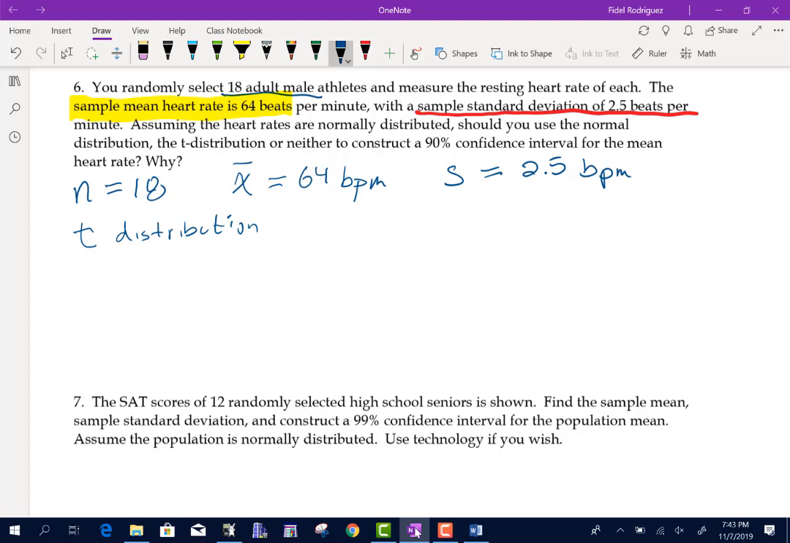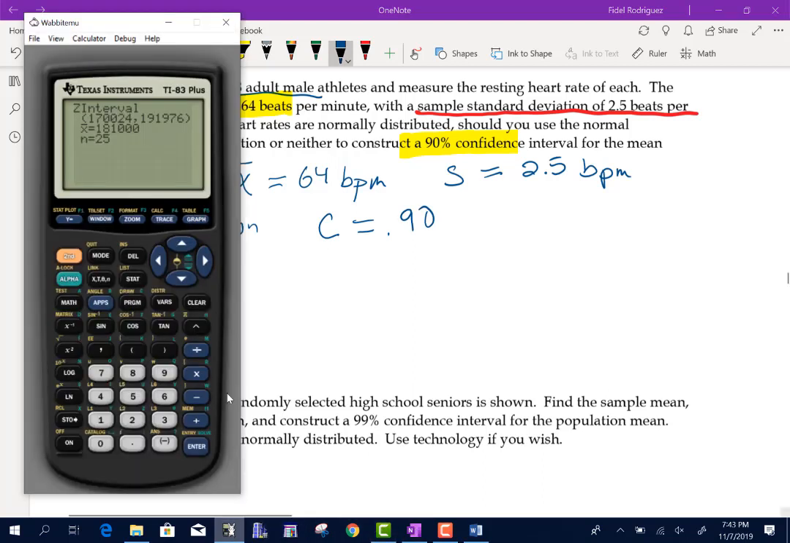Okay. Now, let's take a look at one more piece of information. What's our confidence level going to be here? 90%. Okay, so that just means that my letter C is going to be 0.90. Okay, guys, I'm going to grab my calculator one more time. Let me clear this out. And I'm going to do this just like we did the other one.